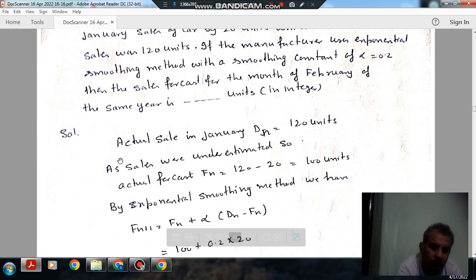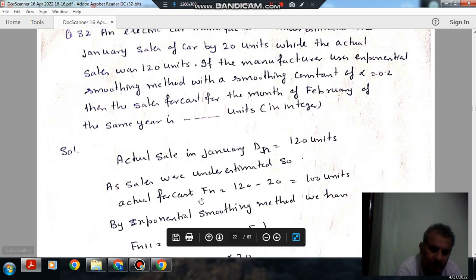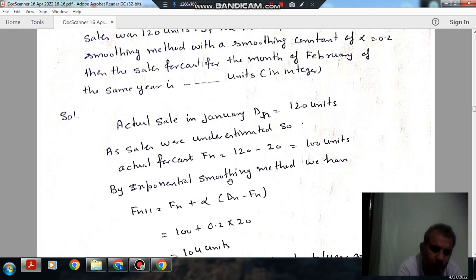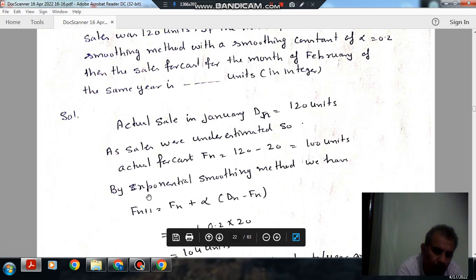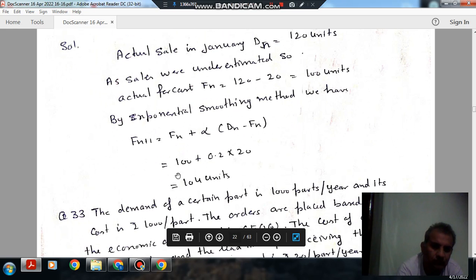So actual sales in January is 120 units and the error is 20. So the forecast is 120 minus 20, that is 100 units. By using the exponential smoothing method, the forecast for the next period is equal to the forecast for the current period plus alpha into error. So the forecast for the current period is 100 and alpha is 0.2, and Dn minus Fn is 20, so the answer is 104 units.